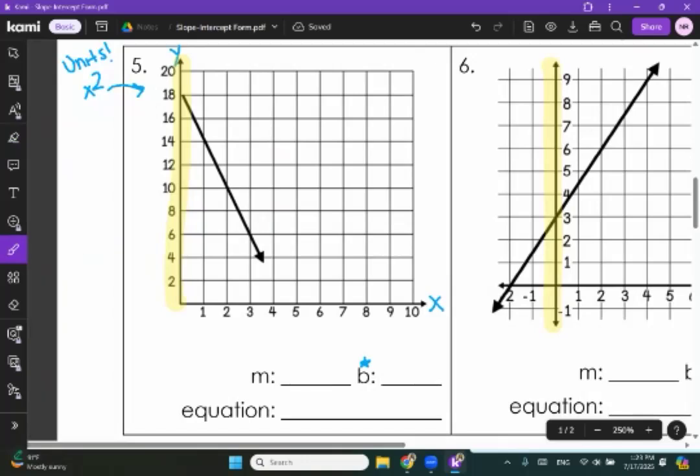In this example, our line starts at 18. So we need to find another good point. That way we can use rise over run to find the slope.